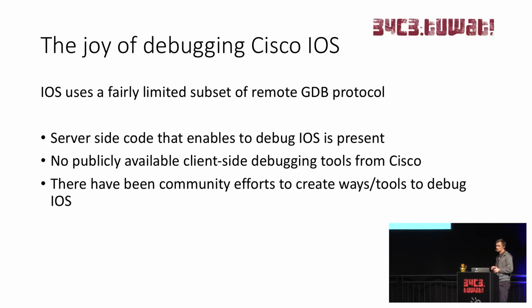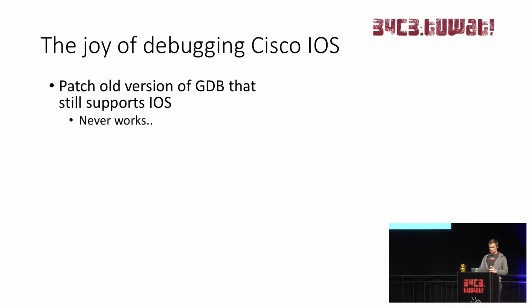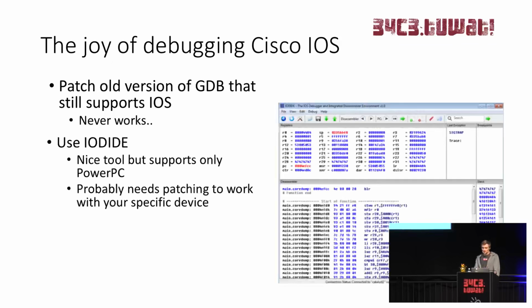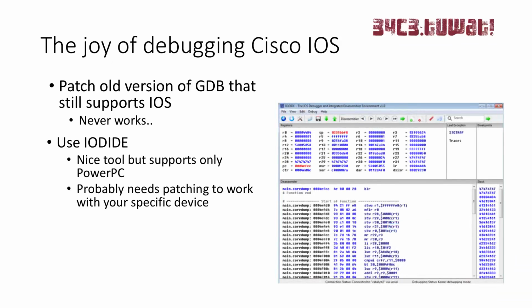Although there have been some efforts from the community to build tools to debug several versions of routers and switches with iOS. And if you look for ways to debug Cisco IOS, you will most definitely find a tutorial that says you can patch an old version of GDB that still supports iOS, but it never works, because I tried it and all I could do is read memory. The stepping and tracing just don't work. So another way is to use a cool tool by NCC Group.